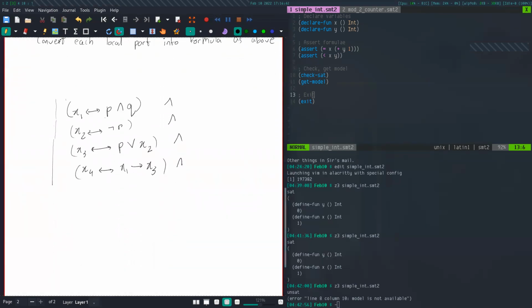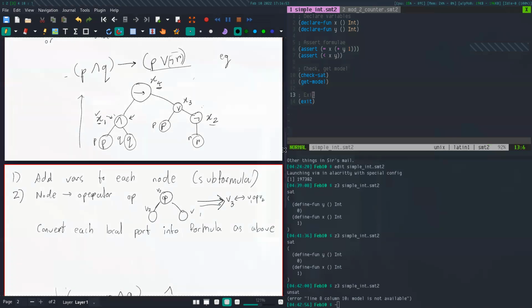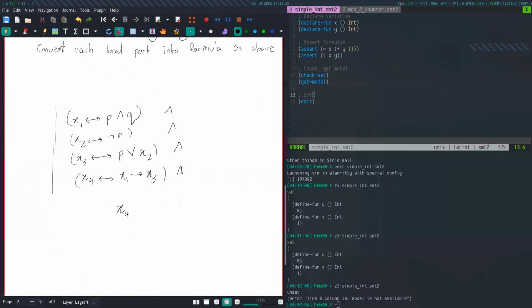Now, once we have these formulas, if we AND them, and if I add finally this x4, because remember this x4 is what represents our entire formula, right? Then what we get is going to be equisat to x4. So this is my claim.